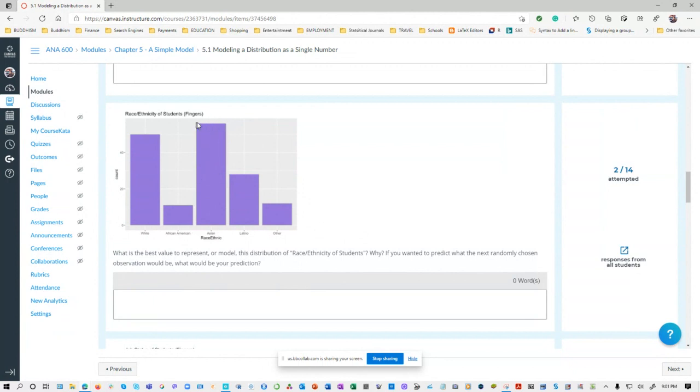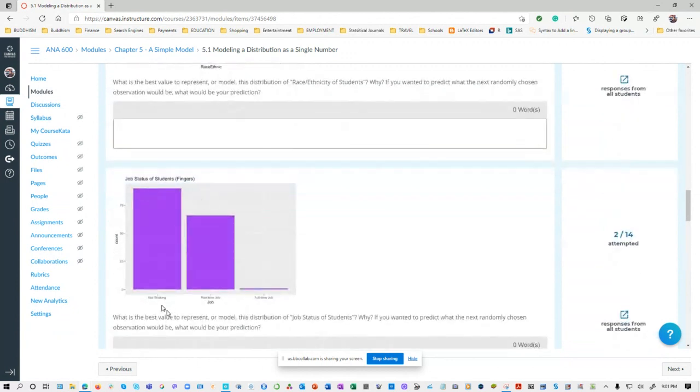It is completely based on the mode. Mode is the highest peak, the most frequent one. If you pick another person based on this model, on average, most of the time, you can say they are not working, because the highest peak would be this one. That's the mode. Mode is utilized for categorical data.